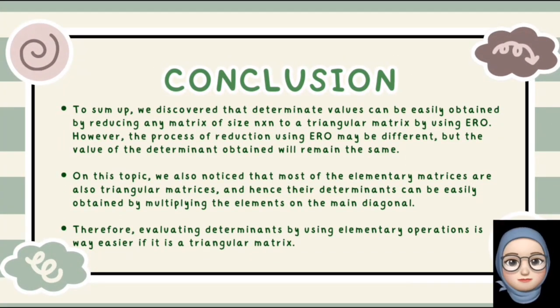To sum up, we discovered that determinant values can be easily obtained by reducing any matrix of size n times n to a triangular matrix by using ERO. However, the process of reduction using ERO may be different, but the value of the determinant obtained will remain the same. On this topic, we also noticed that most of the elementary matrices are also triangular matrices, and hence their determinants can be easily obtained by multiplying the elements on the main diagonal. Therefore, evaluating determinants by using elementary operations is way easier if it is a triangular matrix.